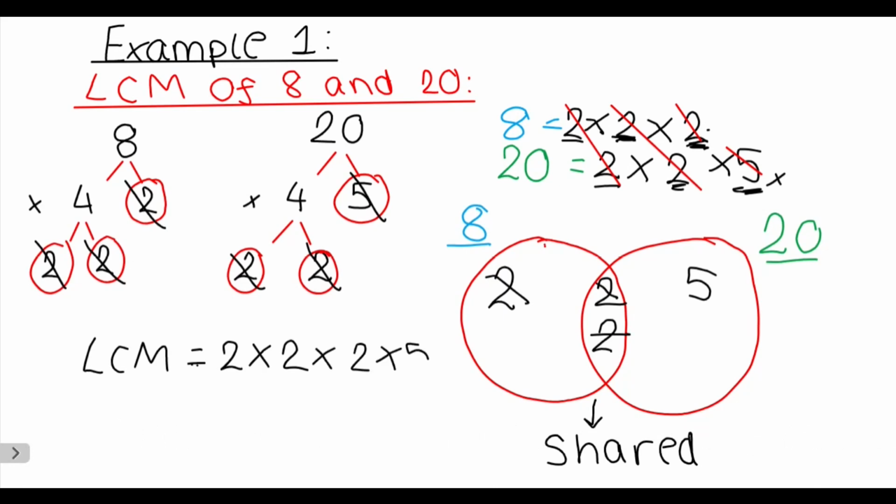Or we can actually solve this equation. So 2 times 2 times 2 times 5 is 40. So that is how we find the LCM. And 40 is the correct answer.